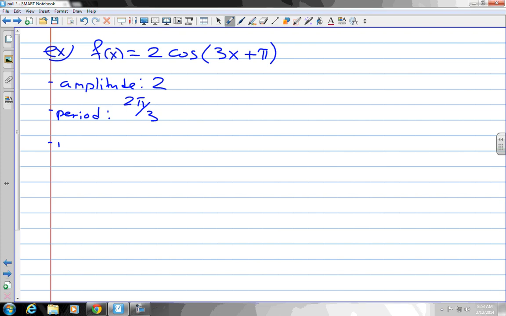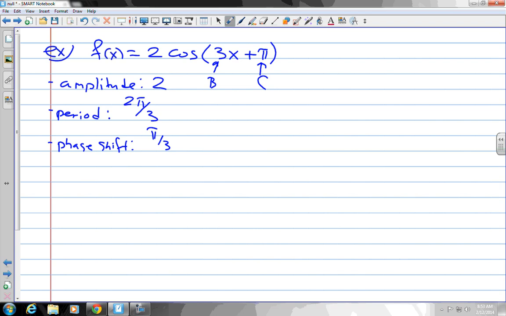What about the phase shift? Yes, pi over 3. You just take that number, this is the value of c, divided by that number, that's b. Just ignore the signs. So pi over 3, so the graph is going to shift by pi over 3. Are they going to go to the left pi over 3 or to the right pi over 3? Left. Why left? Because it's positive.